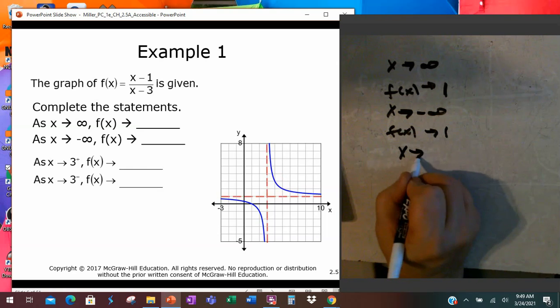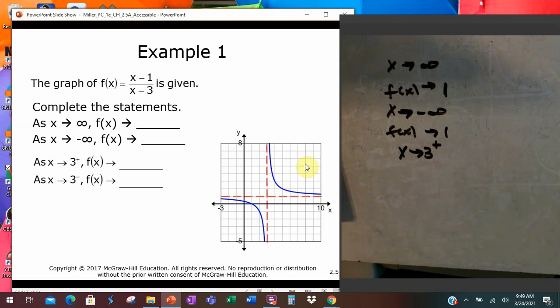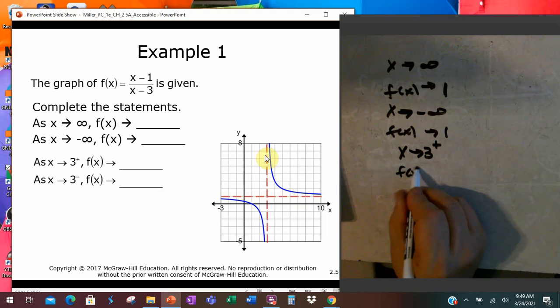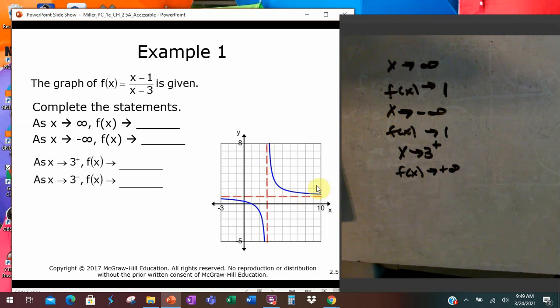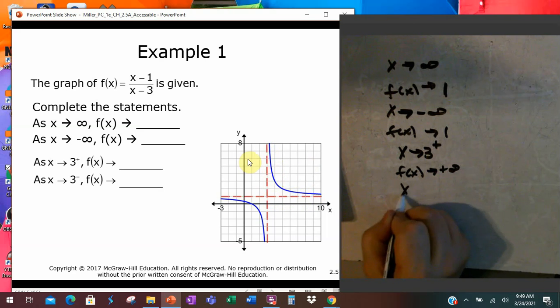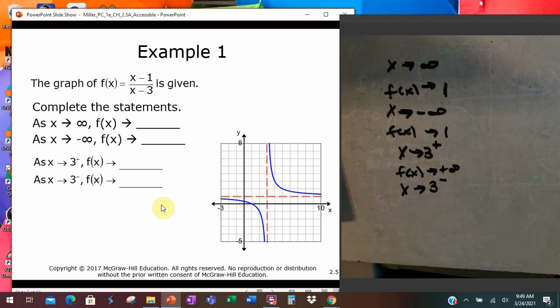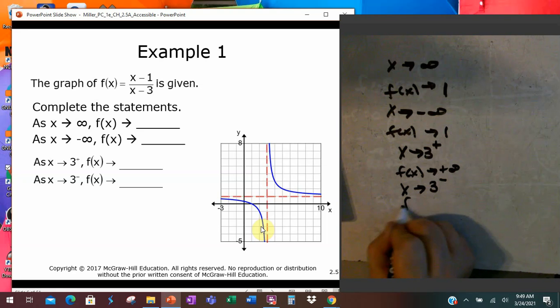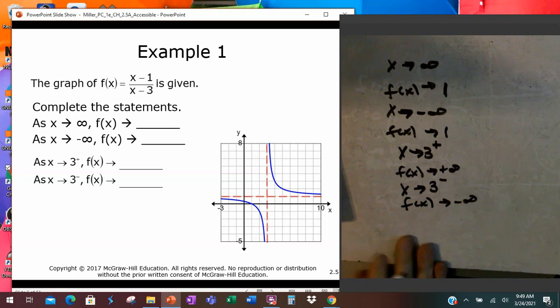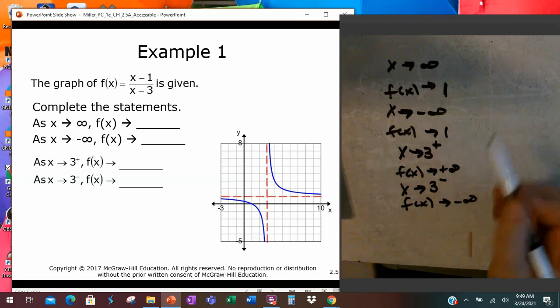What happens as x goes to 3 from the positive side? F of x goes to plus infinity. As we're coming from this direction, getting closer and closer, the graph blows up. And then from the left side, as we're walking, this is starting to blow up, and it's blowing up in a negative direction. Okay, so that's the infinite behavior.